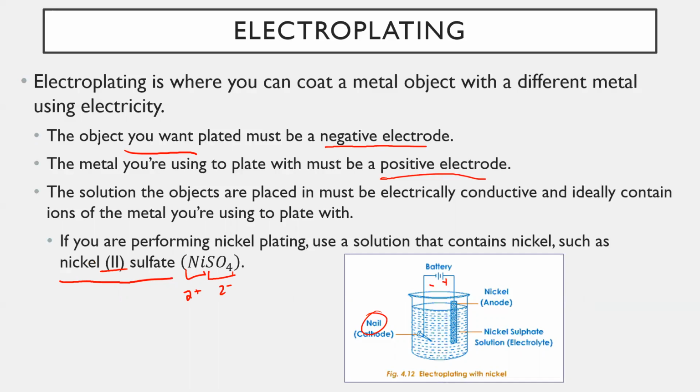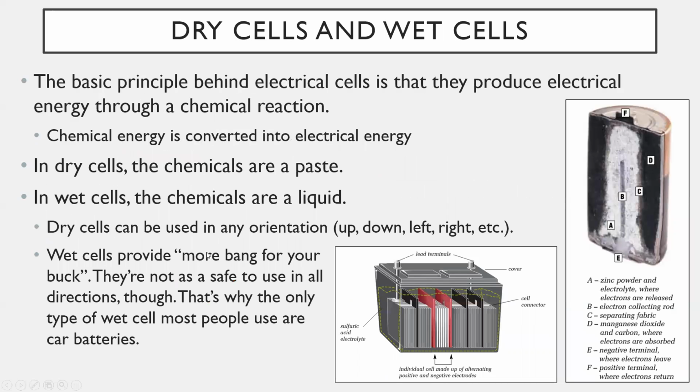Anyway, bottom line is electroplating, really cool. You can use it to plate metal objects. Remember, the thing you want plated needs to be hooked up to the negative end, and the thing that you were using as a source of that metal should be the positive end. Okay, moving on. All right, dry cells and wet cells.